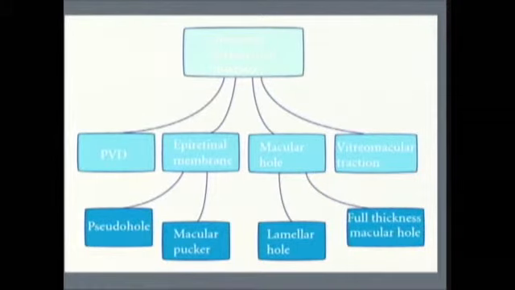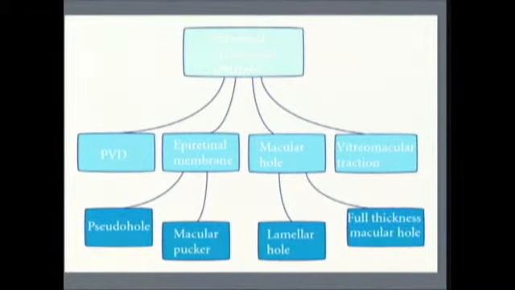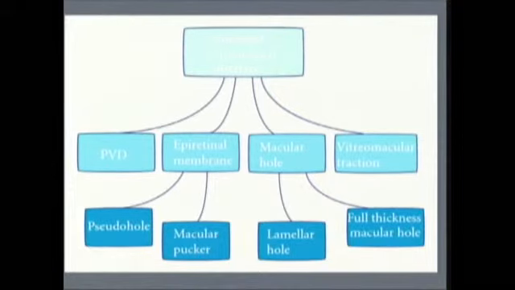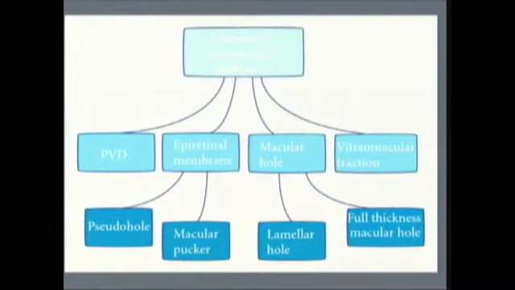To make it simpler, if you have vitreoretinal interface abnormality, either you will have PVD, or you have epiretinal membranes, which lead to pseudohole or macular pucker. It can be either macular hole, which can be lamellar or full thickness, or vitreomacular traction.